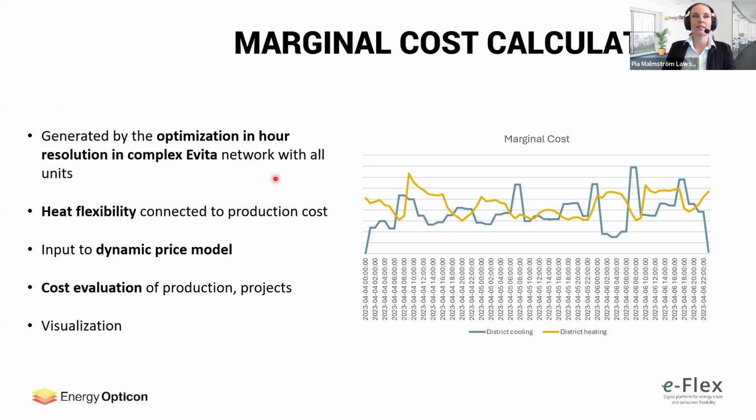So this cost had to include all the units in this Evita system, not only in Kraftringen. And the heat flexibility is connected to the production cost as well. And this marginal cost was then an input to a dynamic price model that was then presented to the building owners.